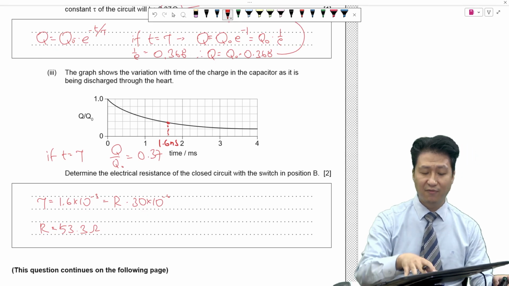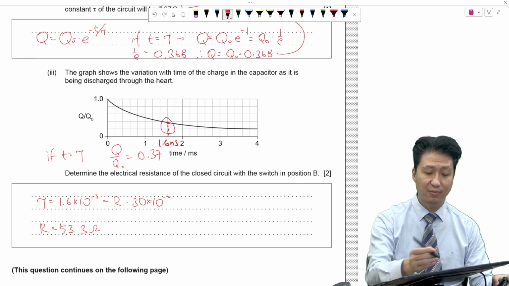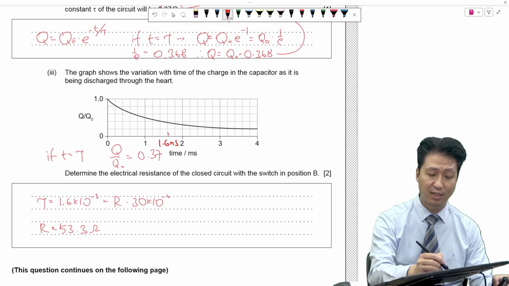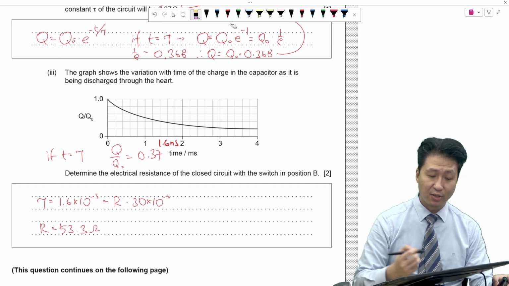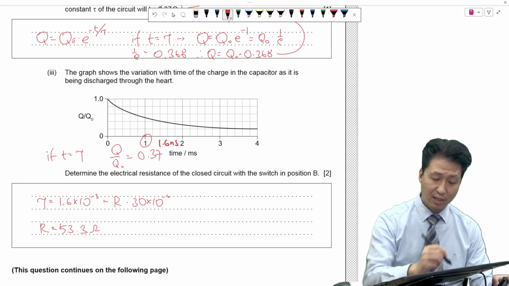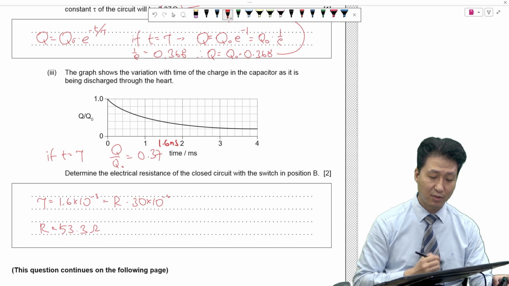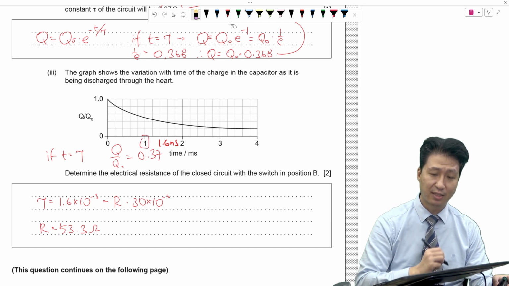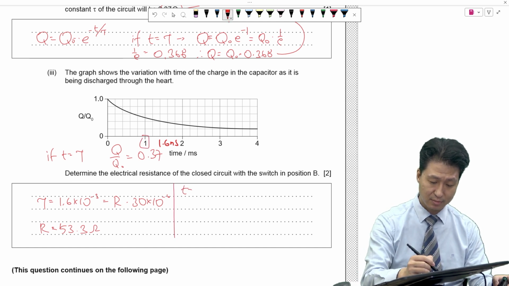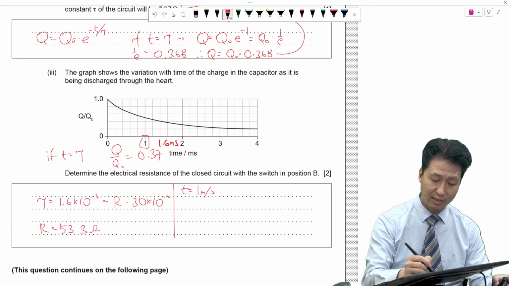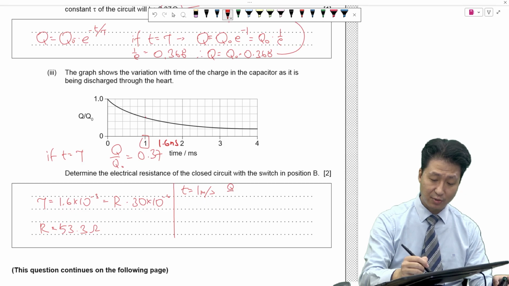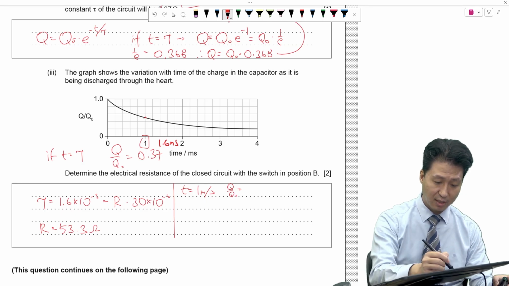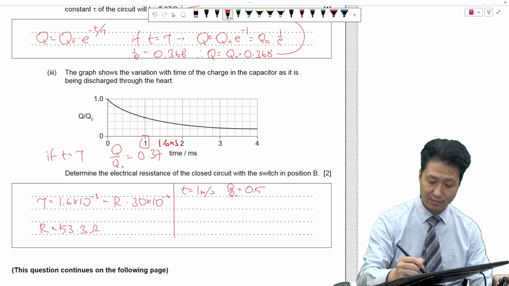Just remember there will be a fairly big amount of uncertainty because of how difficult it is to read a precise number from the graph. Another thing you can do is use 1 millisecond as a time. Time is 1 millisecond. And the ratio of the charge would be, this looks to be about 0.5.